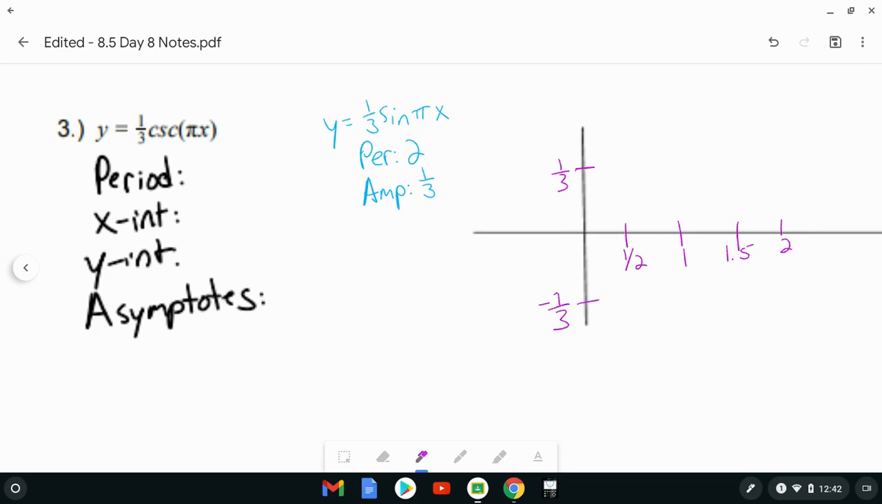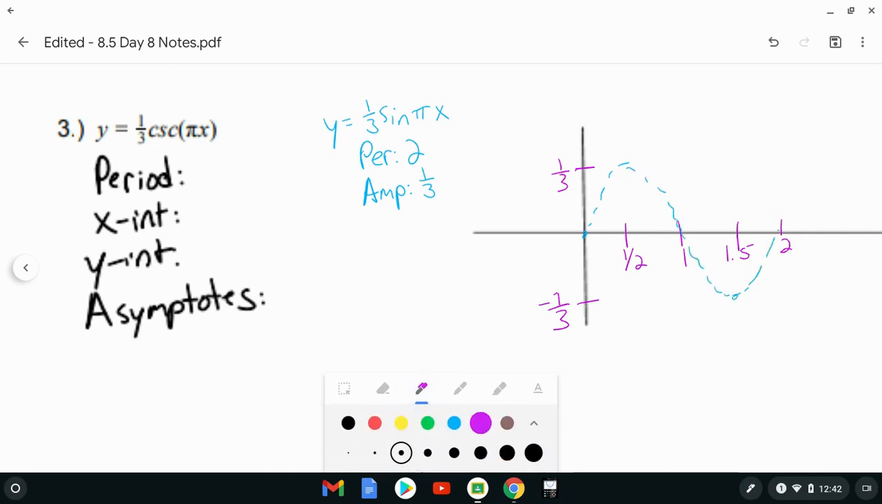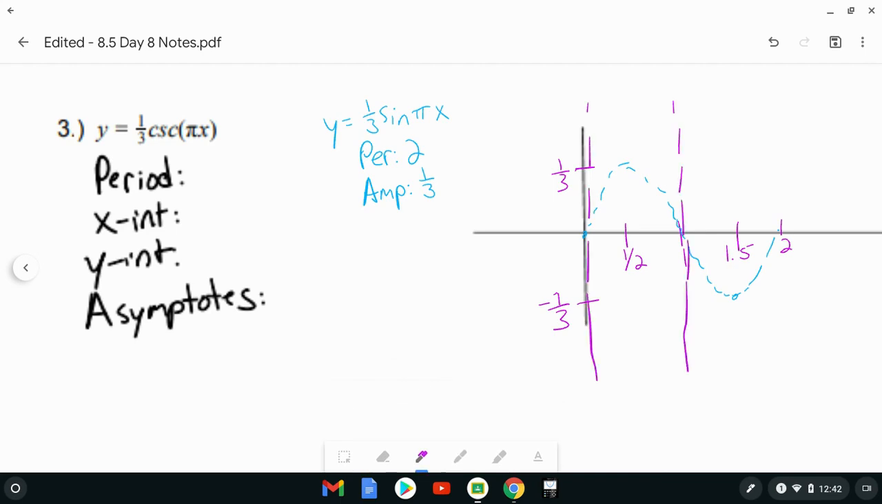And then if we graph sine, again, there's no vertical or horizontal shifts. So we're going to start at the origin for the blue one. That's our sine function. Go up, back down, bottom out, and then back up. All x-intercepts become asymptotes, and then all maxes and minimums become our locations for our max and min for the cosecant graph.